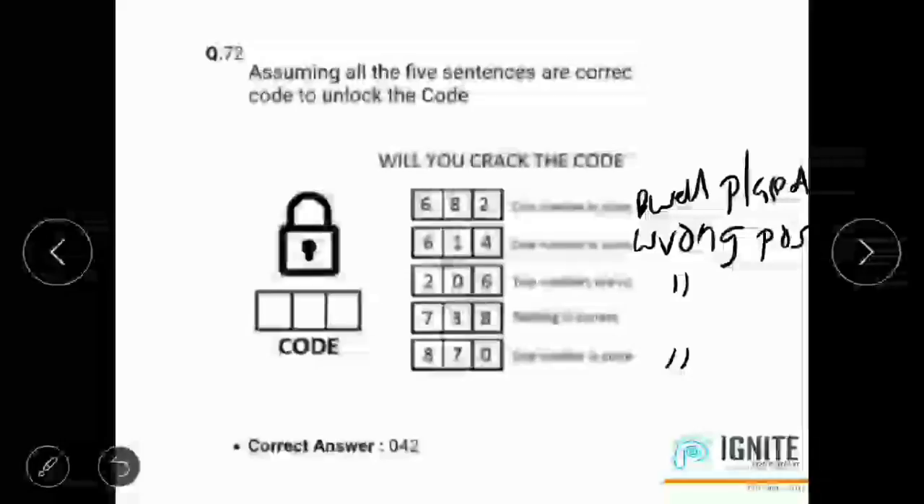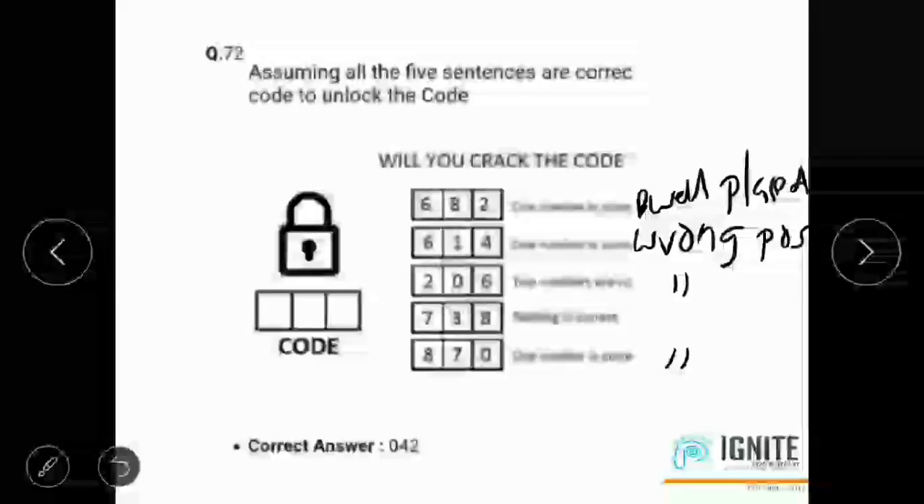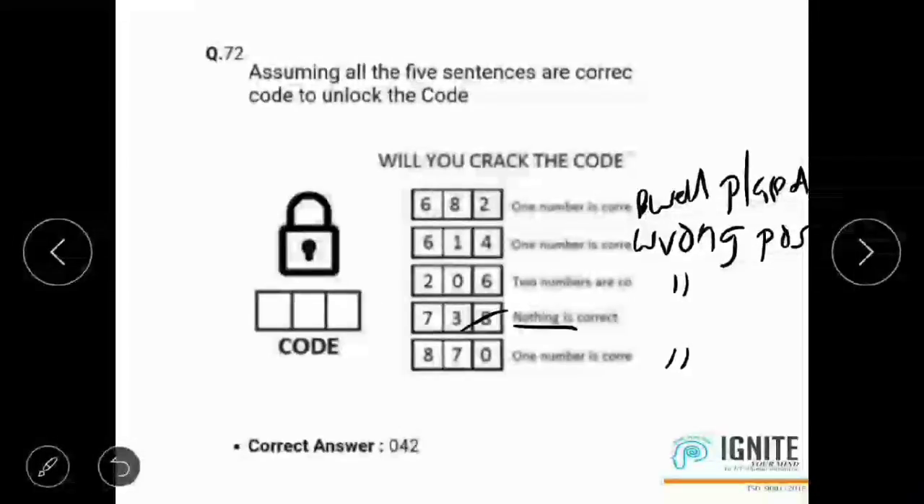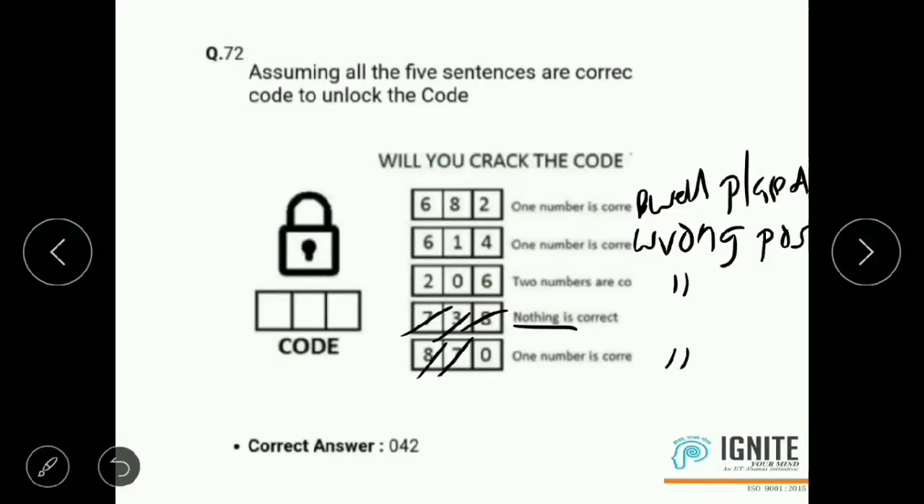Okay. Using these statements, the 4th statement is nothing is correct. That means cancel 7, 3, 8. So, 0 is one of the numbers, but in wrong position. And from 3rd statement, 2 numbers are correct but in wrong position. Therefore, 0 is the first number.